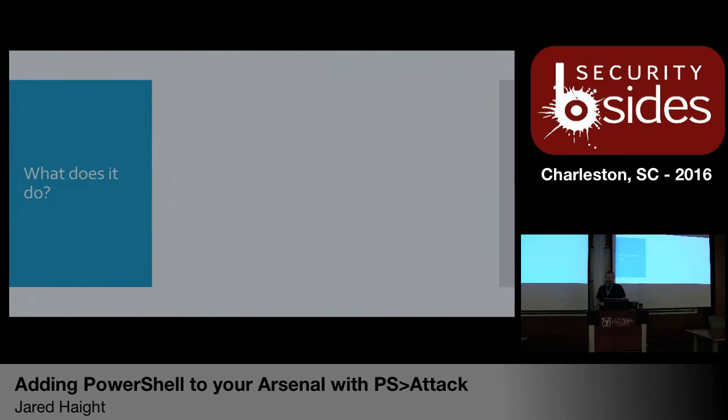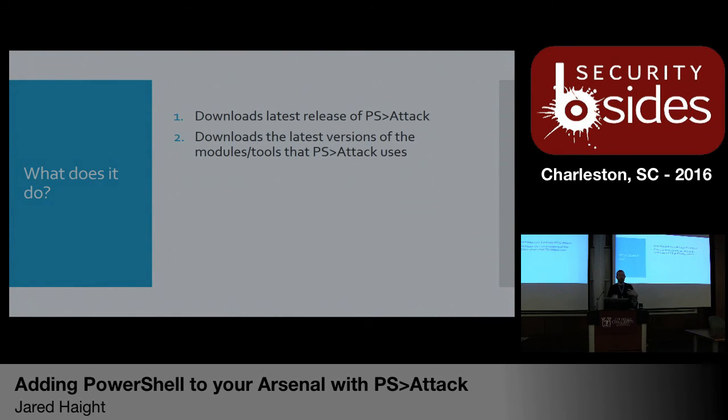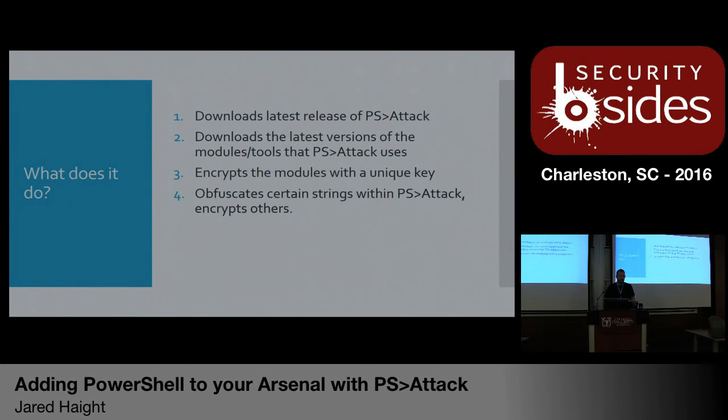What the build tool does is it downloads the latest release of PSAttack from GitHub. It downloads the actual source code for it. It downloads all of the modules and everything that PSAttack depends on. It then encrypts those modules with a unique key. It goes through and obfuscates certain strings within the source code of PSAttack, for example, the actual phrase PSAttack. And then it takes some of the values that AV had started tripping on and encrypts those, storing them in an encrypted CSV that PSAttack is going to open up and start reading values from when it's compiled.